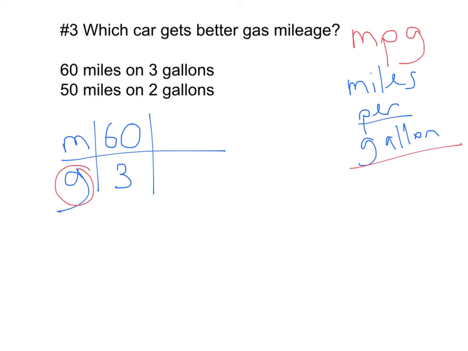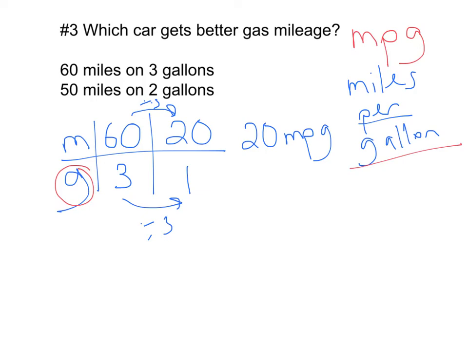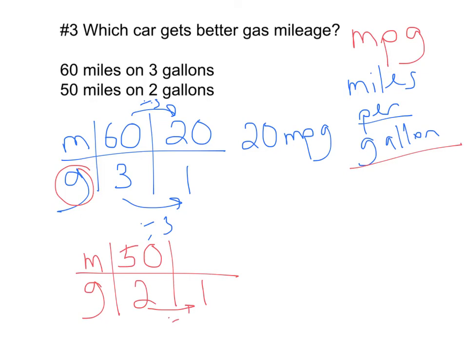So 60 miles, 3 gallons. I want to get to 1 gallon. That's my goal. So I'm simply dividing by 3 on the bottom. So I'm dividing by 3 on the top. 60 divided by 3 is 20. That's clearly a no calculator problem. And that's 20 mpg, 20 miles per gallon. For the next problem, I still have miles, I still have gallons, but this time it's 50 miles and 2 gallons. So I divide by 2, and I get 25 miles per gallon.